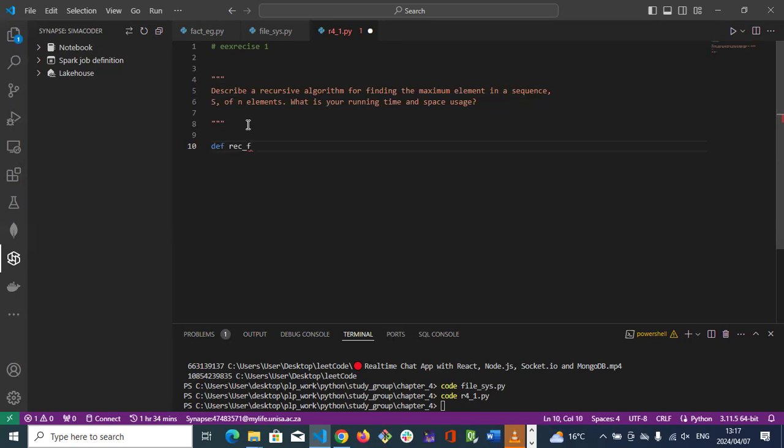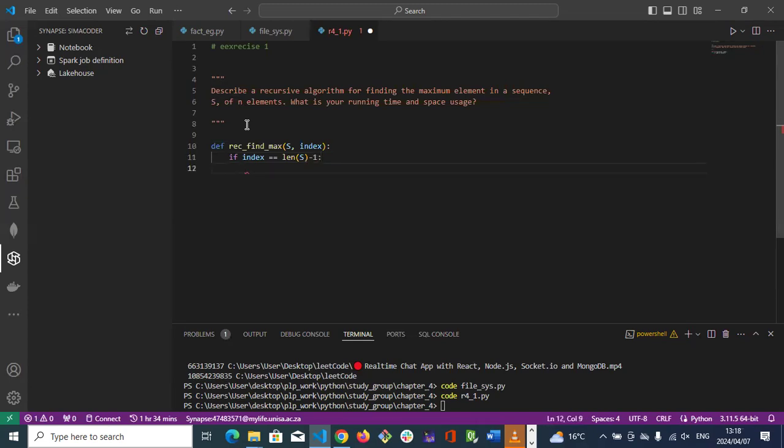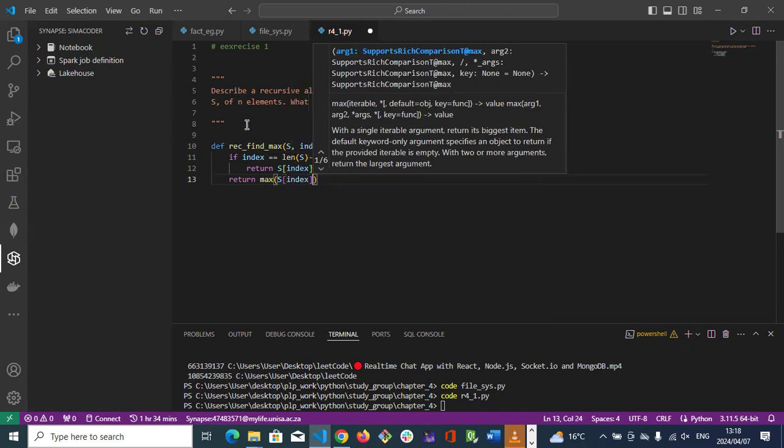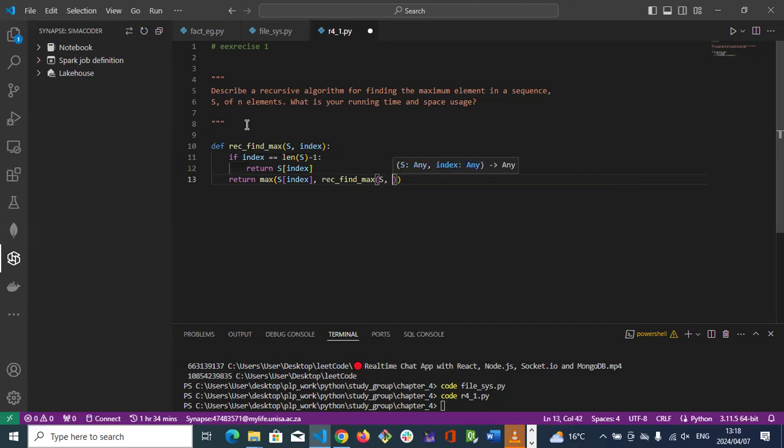So let's say we define find max, giving a list S and an index. If the index is equal to the length of S minus 1, we return the max. It is an index, and then return max as max index, and then run again the function with the next index.